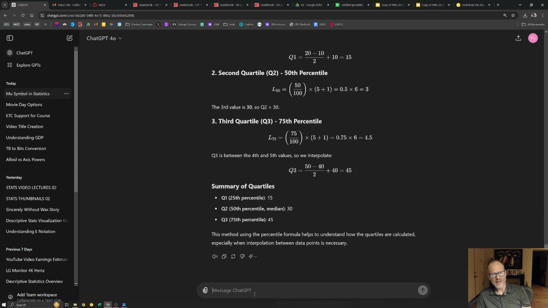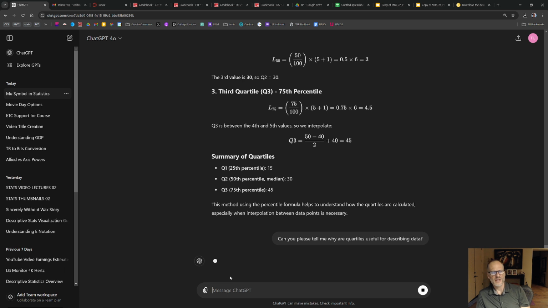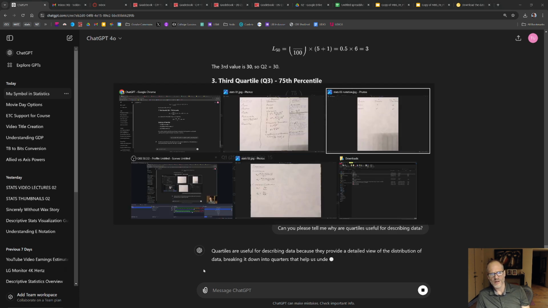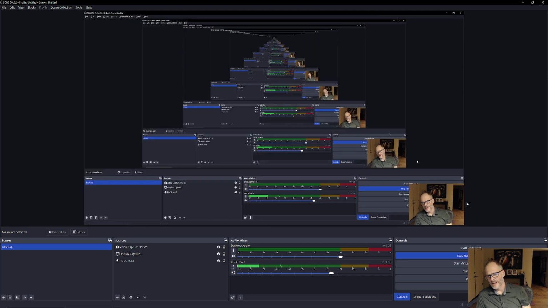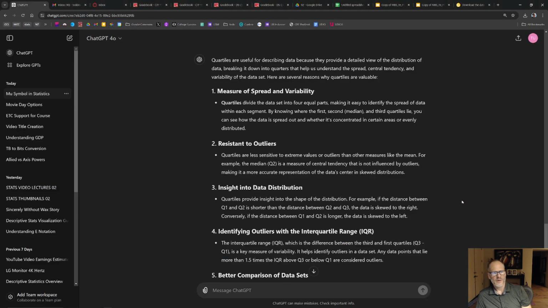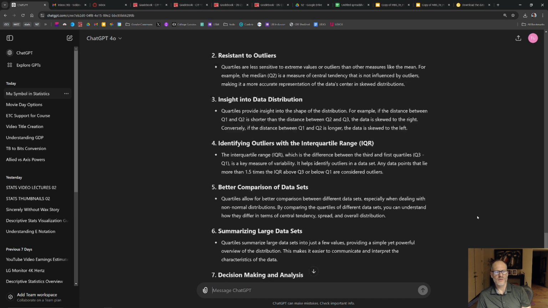And we could ask ChatGPT, can you please tell me why are quartiles useful for describing data? And we'll see what ChatGPT comes up with. I'm going to pause the video here while it prints out the answer. All right, it's finished printing out the results, and I read through them just to make sure that they would be useful to us. You could go ahead and pause the video right here and read through the first 4 pieces that they output, and I'll talk through them in a second, but I just want to give you a chance to read through them.